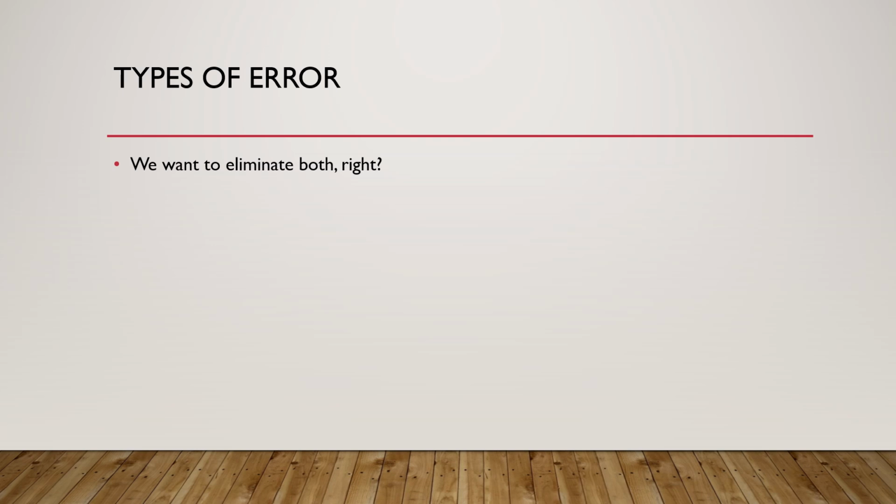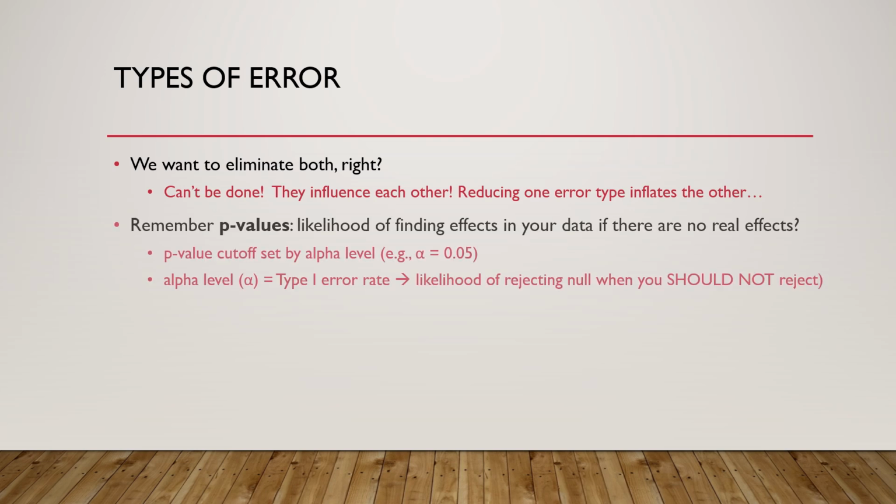And so we would like, in an ideal world, to eliminate both, only correct decisions, right? But that just can't be done. These type 1 and type 2 errors influence each other. If we try to reduce our chances of getting a type 1 error, it actually inflates the other chance. It increases our likelihood of getting a type 2, and vice versa. If we decrease our chances of failing to reject the null when we should, it's going to inflate our chances of a type 1.